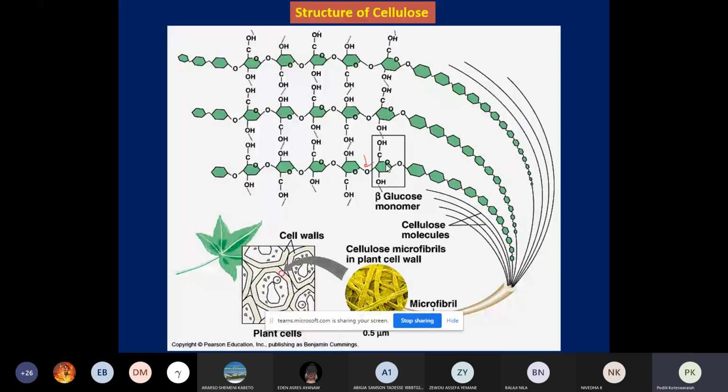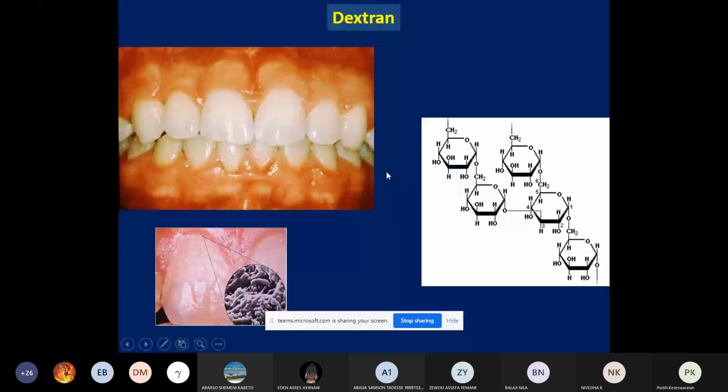And as I already said, the linear chains are held together tightly by extensive hydrogen bonding, and this hydrogen bonding stabilizes the structure and also gives rigidity to the cellulose. And this is about cellulose.